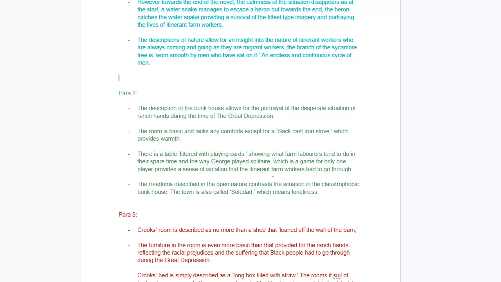And the freedom described in paragraph 1, the open nature, juxtaposes the claustrophobic nature of the bunkhouse. All there is are beds and an iron stove. Really, that's the only real amenity. Maybe the card table, and that's it, compared to the beautiful outdoor aspect.